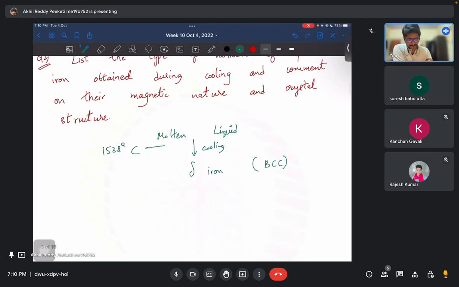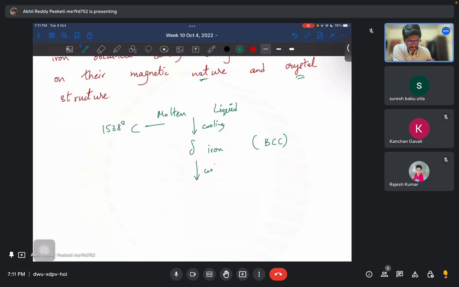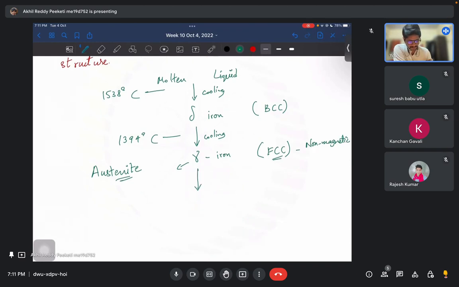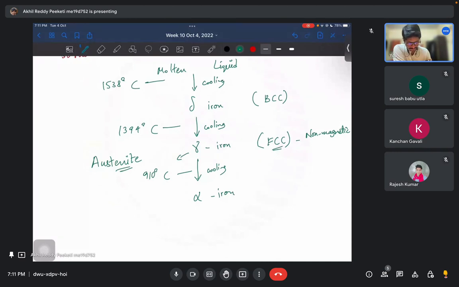We need to tell both the crystal structure and the magnetic nature. Further cooling to below 1394 degrees Celsius, you will go into the gamma phase. This is FCC. This gamma phase is called austenite. It has FCC and is non-magnetic. Further cooling to temperatures below 910 degrees Celsius, you will get alpha iron, which is called ferrite.